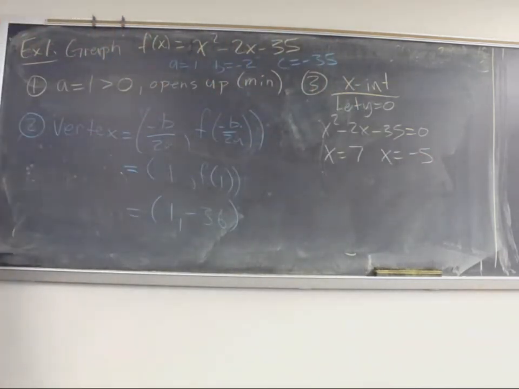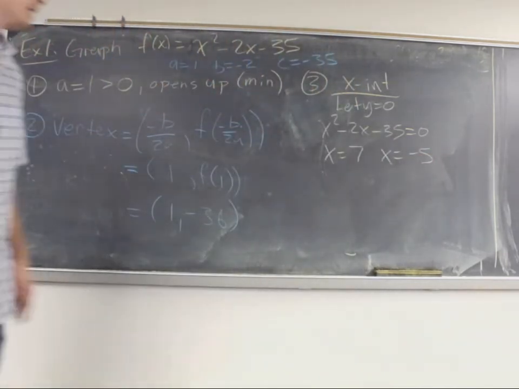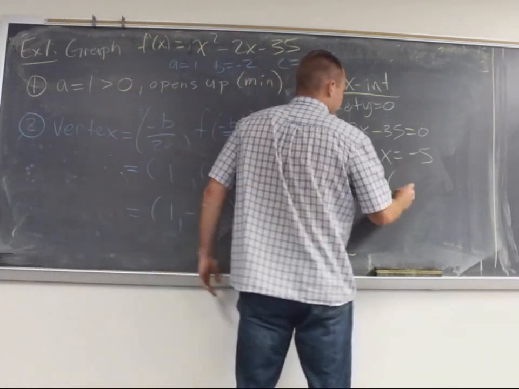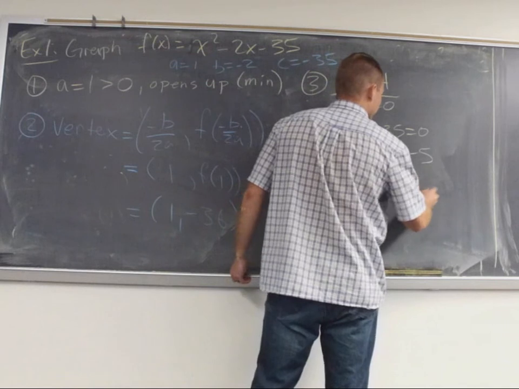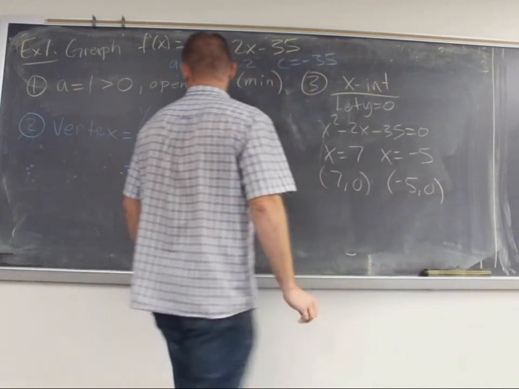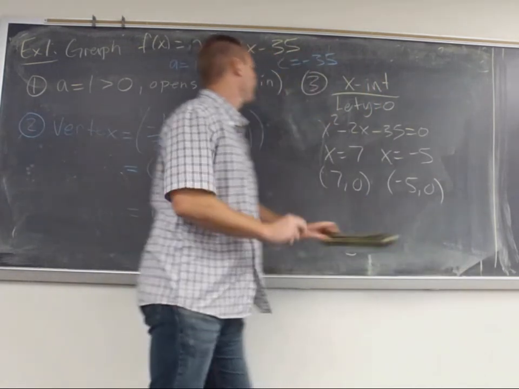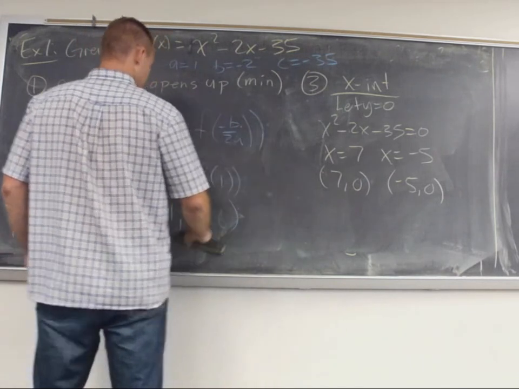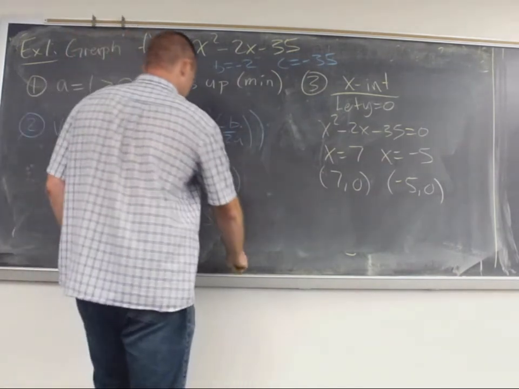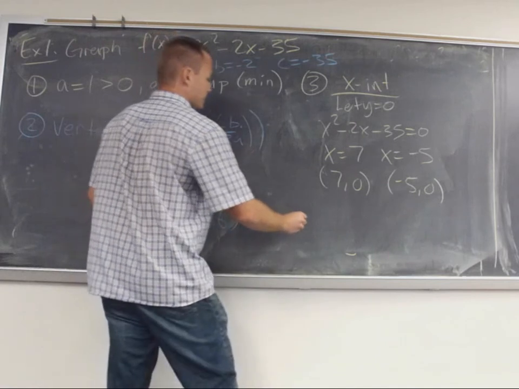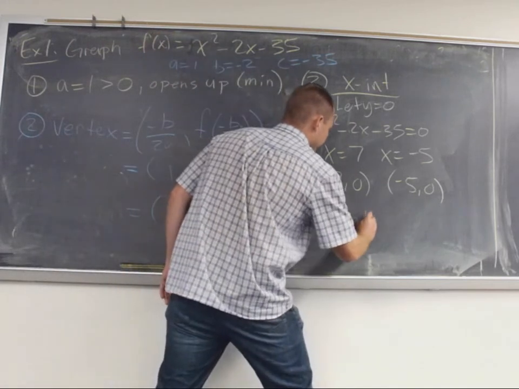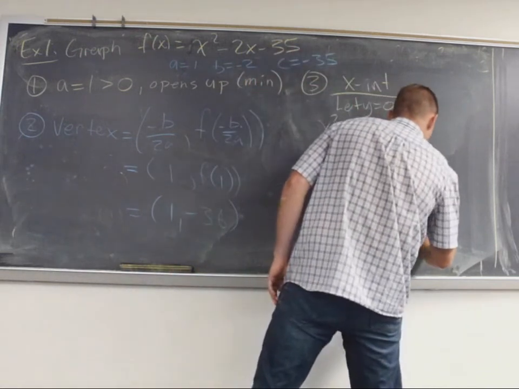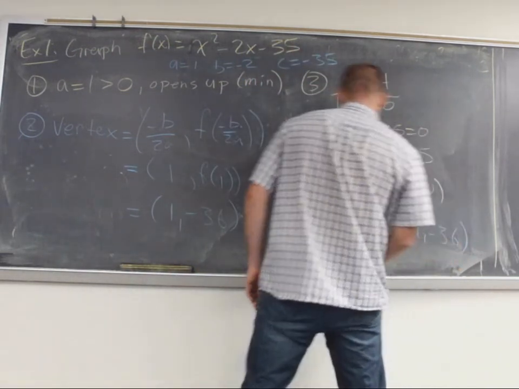Remember, our x-intercepts are points, so we need to write them as points. This is 7 comma 0 and negative 5 comma 0. I'm running out of room fast. So those are my x-intercepts. I'm going to just rewrite my vertex here so we have it. You don't have to rewrite it on your paper. 1 comma negative 36.